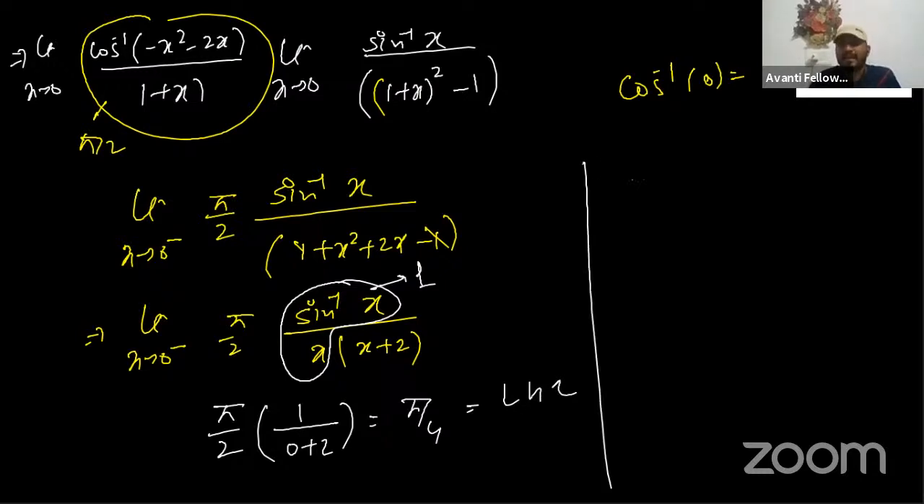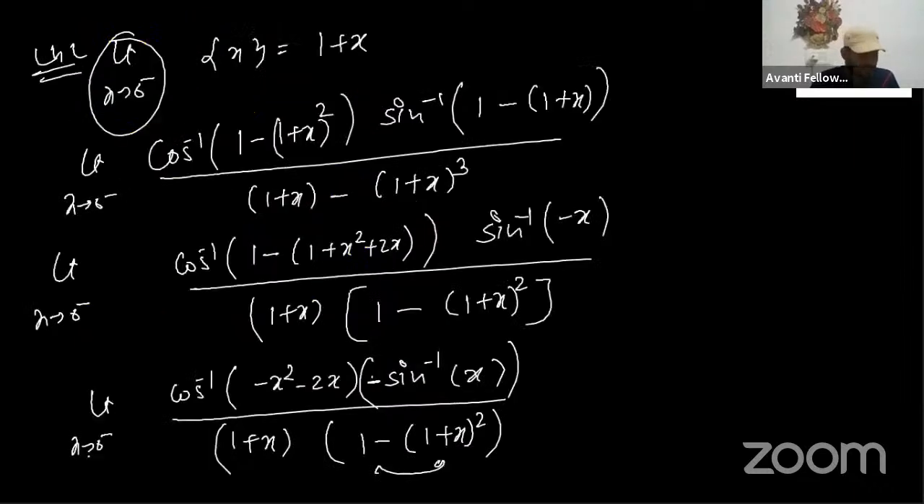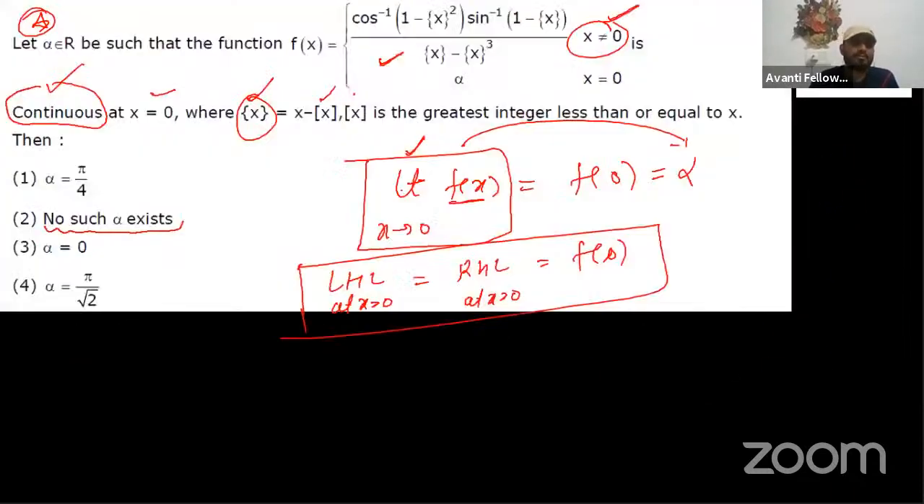So that means I can say your right hand limit is not equal to your left hand limit. What was your right hand limit? Right hand limit was pi by root 2. This is not equal to pi by 4, which means there is no alpha that exists. That means no value of alpha exists. Which option will be correct? No value of alpha exists, which means the second option. There is no such alpha for which this function might become continuous.